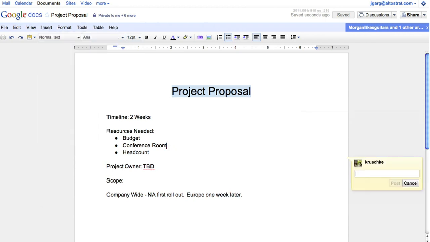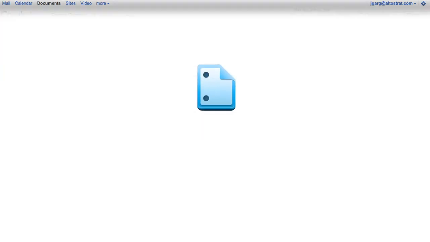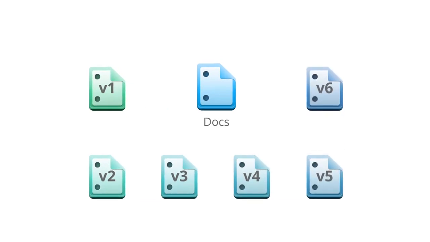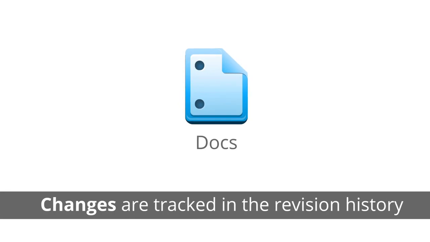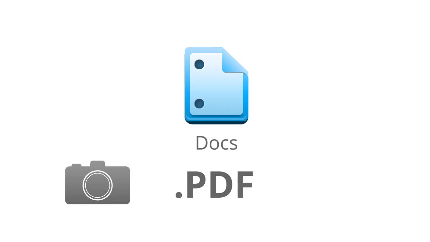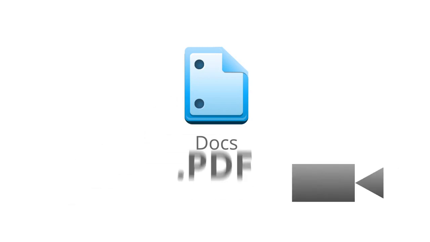Comment and discuss on the right-hand side of the document as if you were in the same room as your colleagues. This also means you never have to worry about having multiple versions of the same document floating around. Everyone accesses the most updated version all the time, and older versions are kept on record in a revision history. You can also use Google Docs to upload and store other file formats. It's like your personal filing cabinet. And you can use it to store pictures, PDFs, even videos you can play straight from Docs.